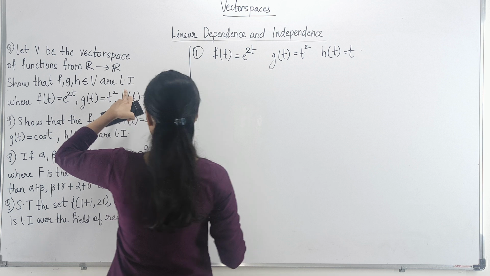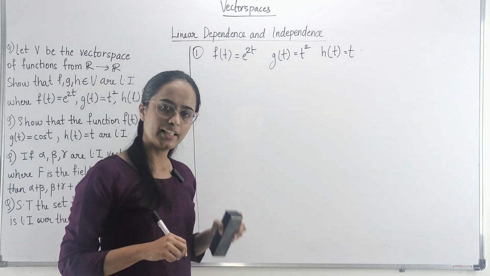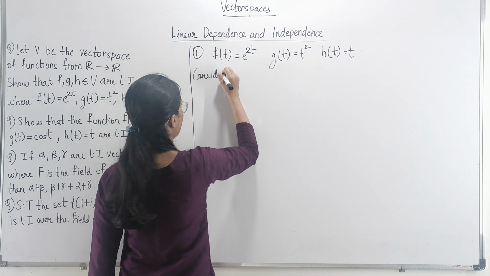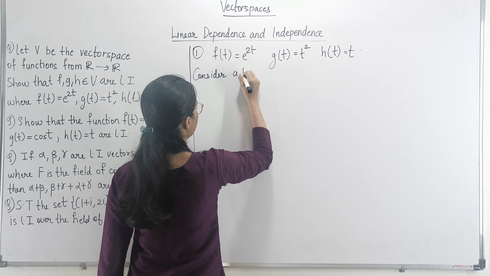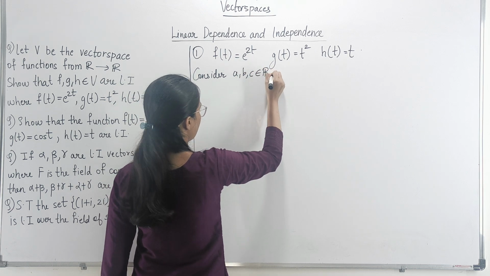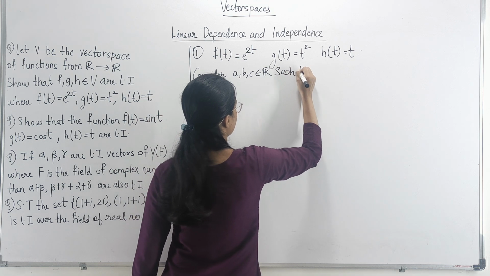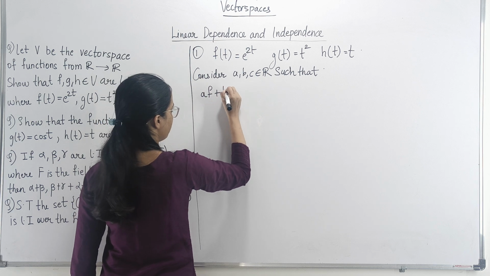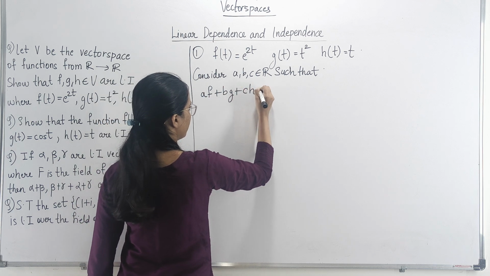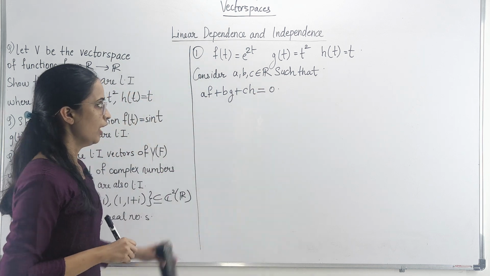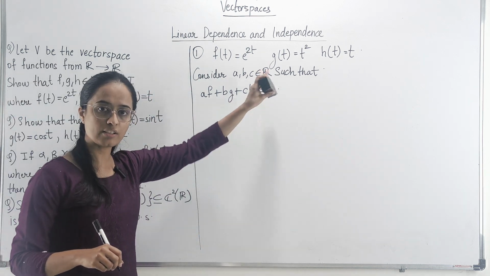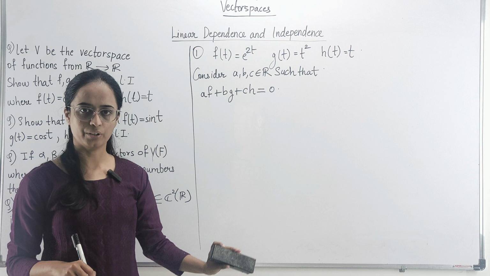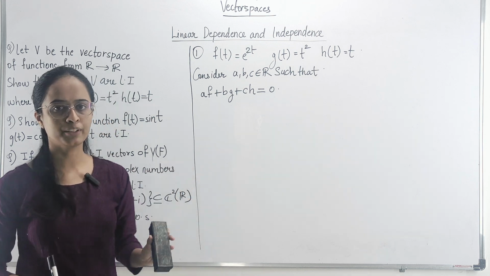Now, we have to show कि ये जो functions हैं ये linearly independent हैं, मतलब we need to consider the linear combination. Consider A, B and C belonging to the real number set such that A into f plus B into g plus C into h is equal to 0. Now if this condition holds और इसको solve करके अगर हमें A, B and C की value 0 मिलती है, then our work is done. अगर आपको नहीं मिलती, it means you are going wrong somewhere.